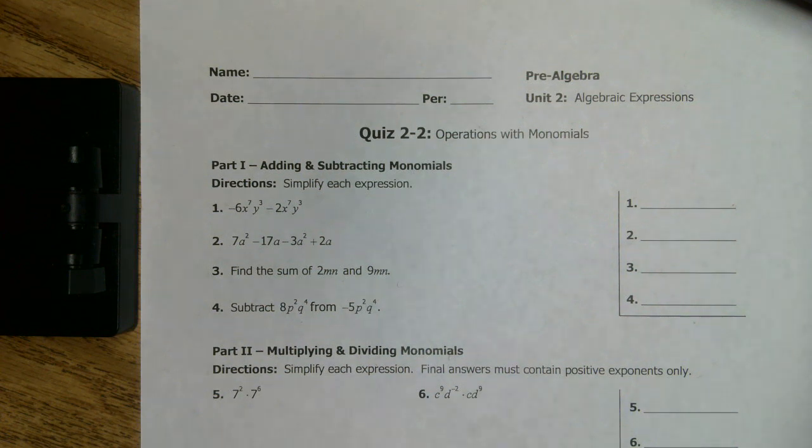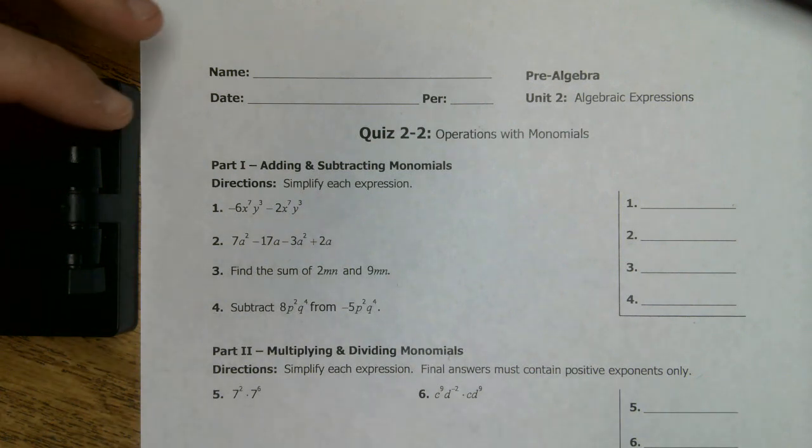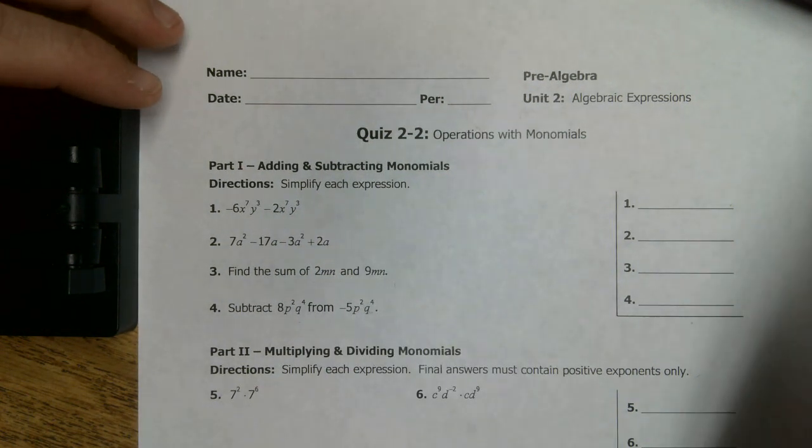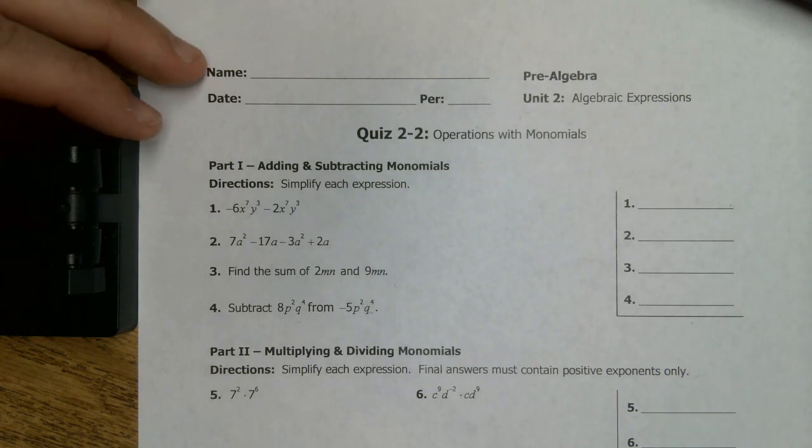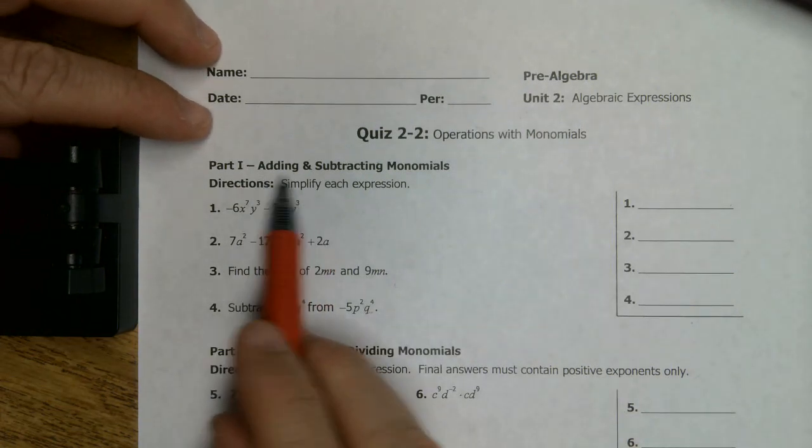So we're doing our reassessment, starting our reassessment for our first quiz, which is quiz 1.2, despite what it may say at the top of the paper here. It's over our properties of exponents. And the first part of it was adding and subtracting the properties of exponents.